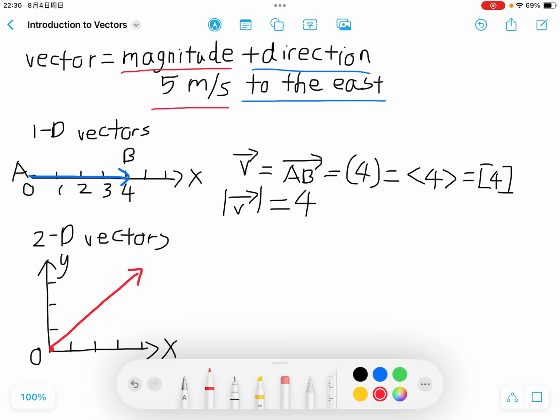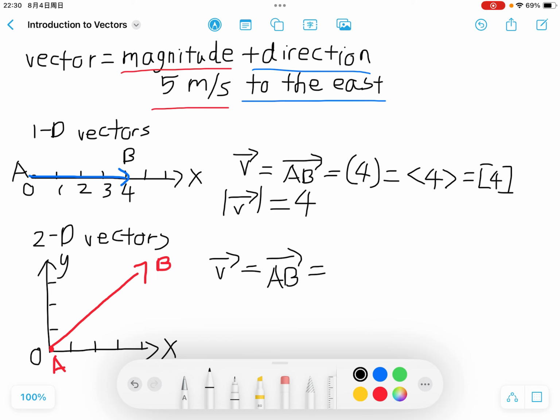So this arrow indicates the direction. The difference between 2D and 1D vectors is that you have a lot of directions. You can rotate the direction 360 degrees. You have so many directions. In 1D you only have one direction. So in this case, let's just assume that this is our vector, and this endpoint here is going to be B, this is going to be A. So we can represent this as vector V or vector AB.